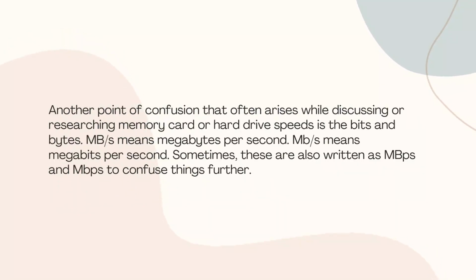Another point of confusion that often arises while discussing or researching memory card or hard drive speeds is the bits and bytes. Capital M, capital B per second means megabytes per second. Capital M, small b slash s means megabits per second. Sometimes these are also written as capital M, capital B, PS, and capital M, small b, PS, to confuse things even further.